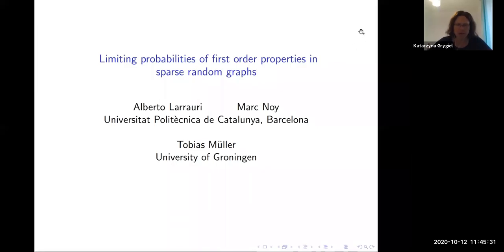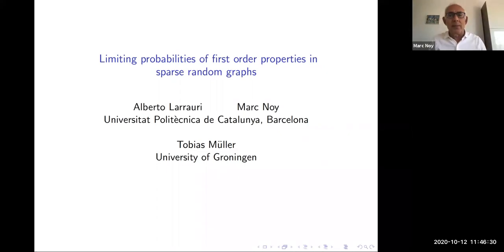This is Marc Noy from the Polytechnic University in Catalonia. Last year we tried to invite Marc, but he had overcommitments, but we are very happy to have him this year. Marc works in graph theory and combinatorics, and he focuses mostly on enumerative combinatorics and, what is very important for our community, he links combinatorics and graph theory with logic. He published several papers on 0-1 laws and limiting distributions. Today we'll listen to the talk co-authored by Alberto Larrauri and Tobias Müller on limiting probabilities of first order sentences in sparse random graphs. So please, Marc, the screen is yours.